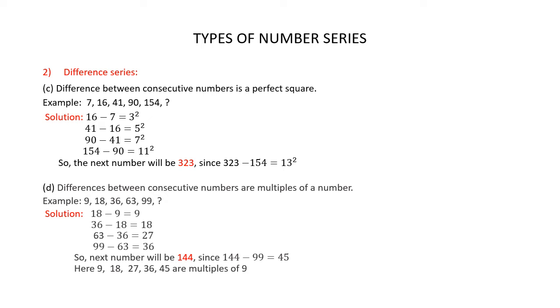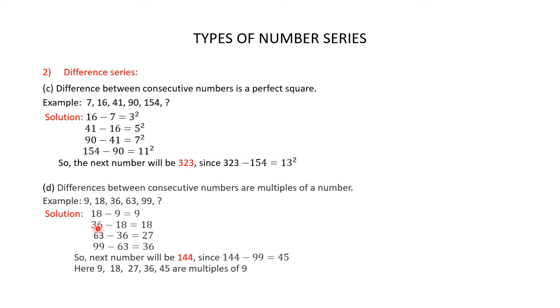The next type is where the differences between consecutive numbers are multiples of a number. So the differences between the numbers in the series are multiples of a number. Let's understand this with an example. Look at this number series: 9, 18, 36, 63, 99 and question mark. You have to find this missing number. Now find the difference between the consecutive numbers.